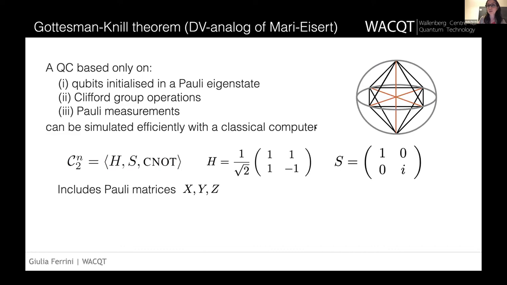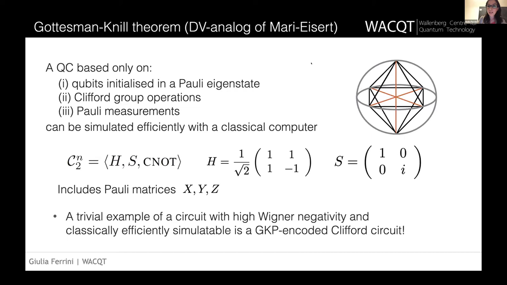Then one trivial example, if you want to build an example of a circuit that has a large Wigner negativity and yet is simulatable, you can do like this. You can take this Gottesman-Knill theorem and you can code such a circuit, characterized by qubits initialized in Pauli eigenstates, Clifford group operations and Pauli measurements, with GKP encoding. So how does that look?